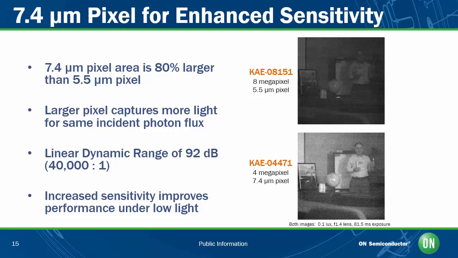The 2 images here show the importance of this pixel size on sensitivity. They were both taken under the same 0.1 lux imaging conditions, and the top image was taken with an 8 megapixel sensor using 5.5 micron pixels, while the bottom one was taken with a sensor that uses larger 7.4 micron pixels. These larger pixels are just better at capturing light. They're almost twice as big as the 5.5 micron pixels. That's why the bottom image is about twice as bright as the one on top. Those bigger pixels capture more of the light that's available in the scene, so they're better at capturing an image under really low light conditions.